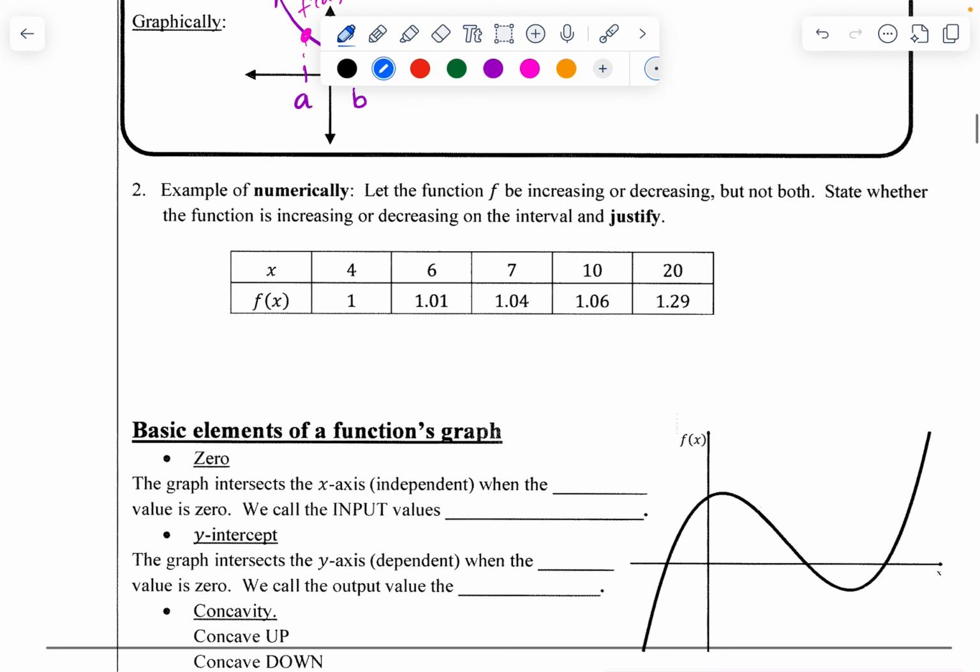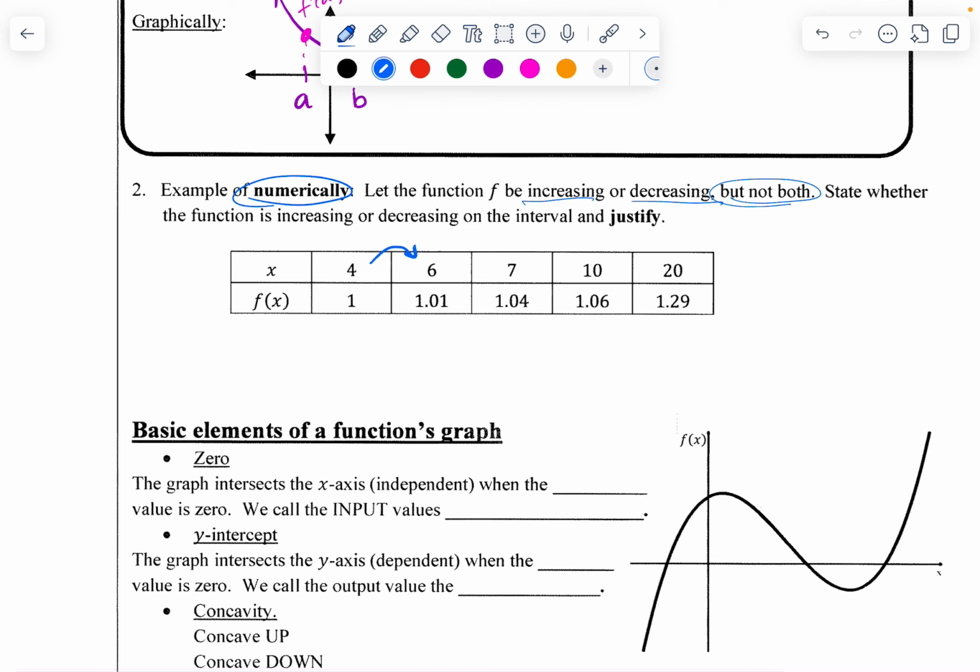So for example, we can also look at this numerically. So here's a T-chart of values on a function where f is the function. This can either be increasing or decreasing, but not both. So we're going to discover whether it's increasing or decreasing, and let's figure out how. So if I can't see it, how can we know? Well, let's look at what's happening to x. So 4 to 6 is increasing, this is increasing, this is increasing. So they're increasing every time.